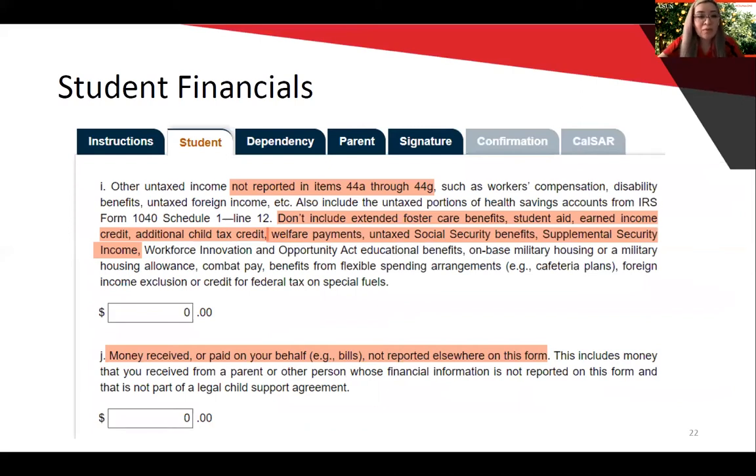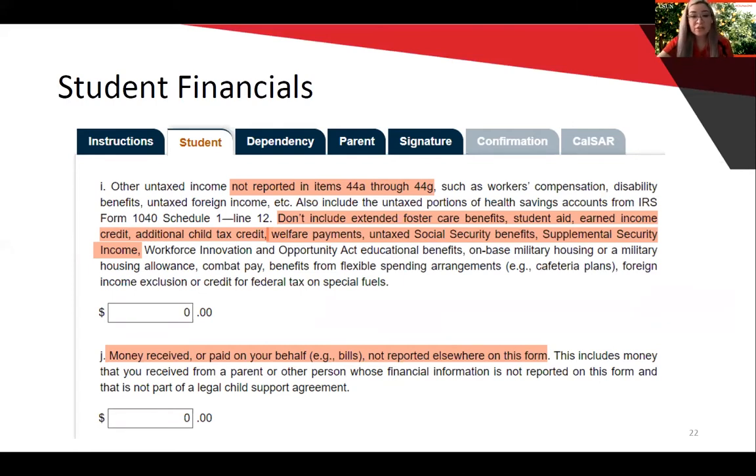So here, it's going to ask you to report any other untaxed income that has not been reported yet in the other questions that have already been asked from you. So you will have to report, for example, workers' compensation, disability benefits, any untaxed foreign income that you may have.